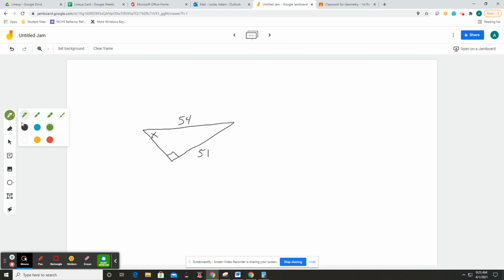All right, the other thing I want to talk about today is how to find a missing angle when you're given two sides. So I'm looking for angle x. I'm given the opposite and I'm given the hypotenuse. So I have the opposite and I have the hypotenuse. So I'm going to use sine. So the sine of angle x is going to be equal to the opposite divided by the hypotenuse.